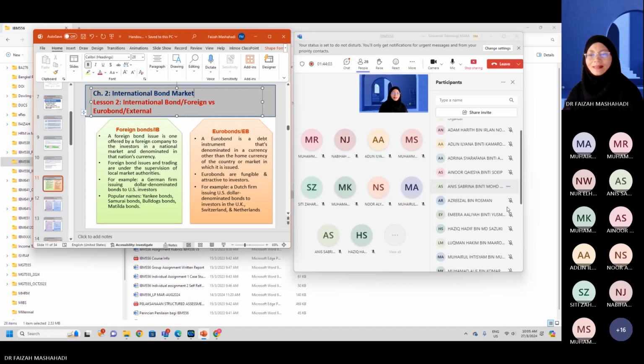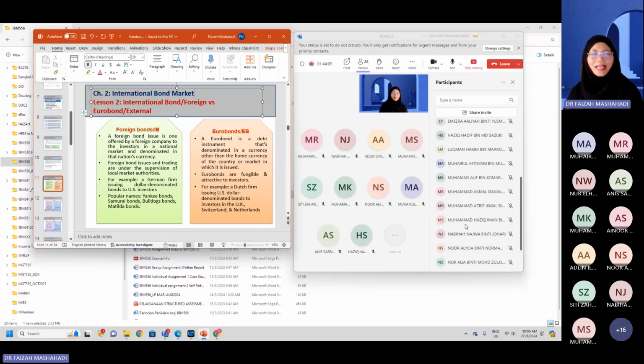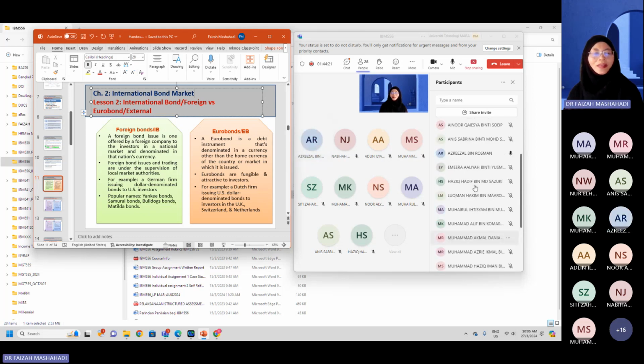Azrizal? Azrizal? Azrizal ada? Yes, sorry, madam. Bagi tanda. Sorry. Okay. All right. Give one example, not example, yeah, illustration of Matilda bonds.